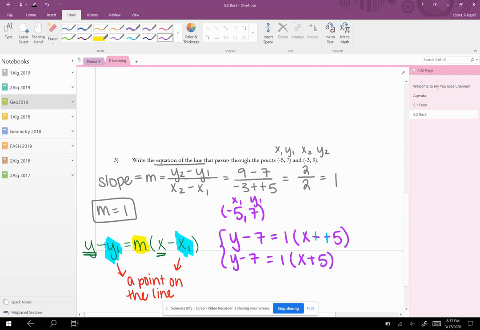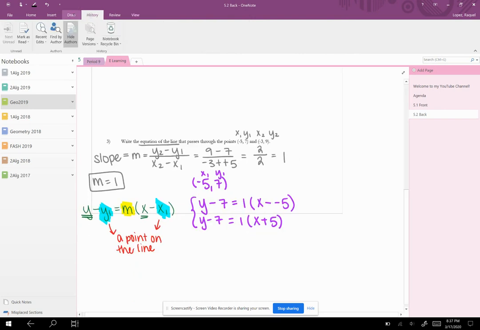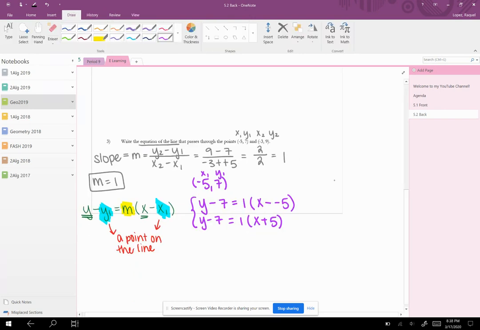You could have also left it in the way before we had simplified it. I'm okay with that, okay? But just understand that those are equivalent equations. You could have also used the other point. So if we had used the other point, which is -3, 9, we're going to plug not those same numbers, but we're going to plug these values in for x1, y1. So I've got y minus 9, because that's going to represent y1. 1 is our slope, x minus -3. And then y minus 9, if we simplify it, 1, and then x plus 3.